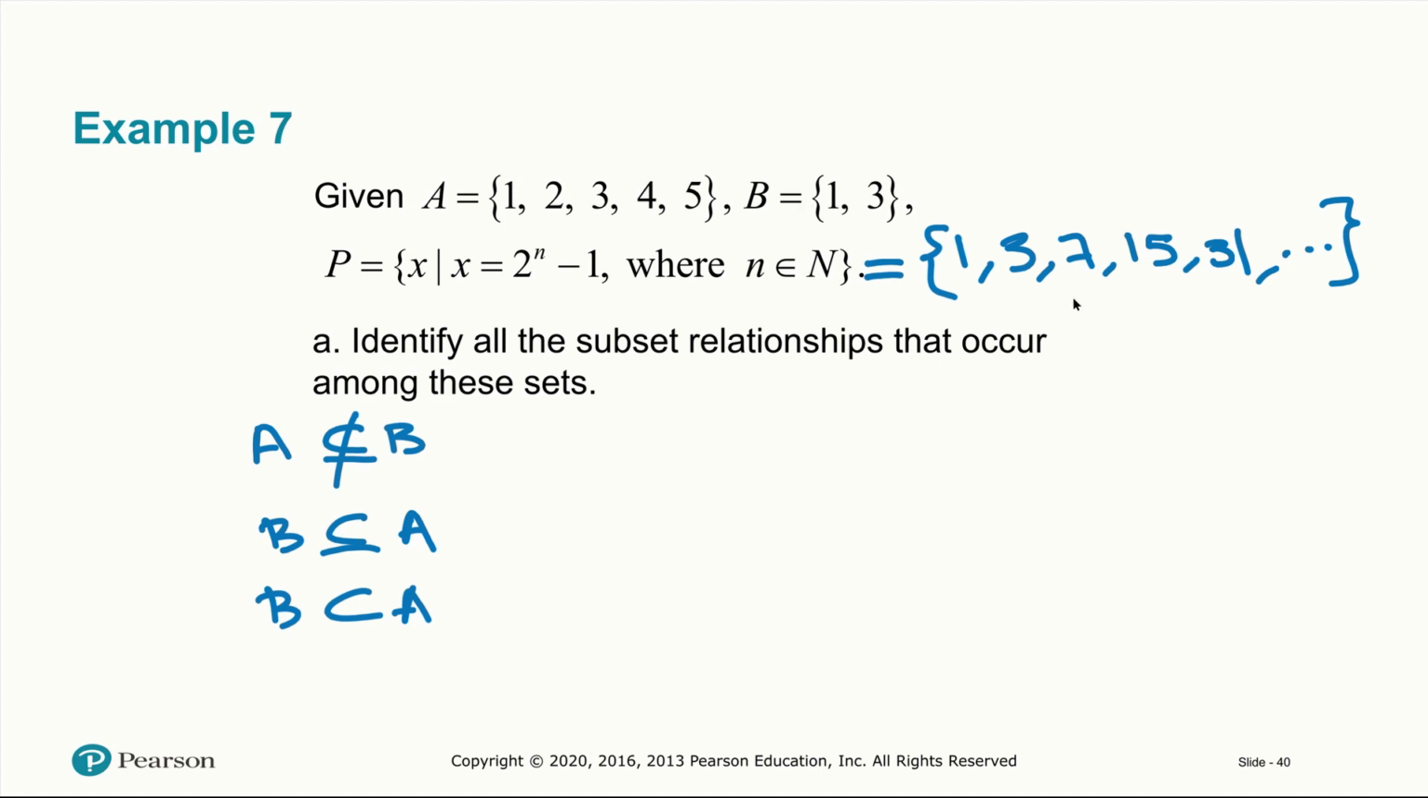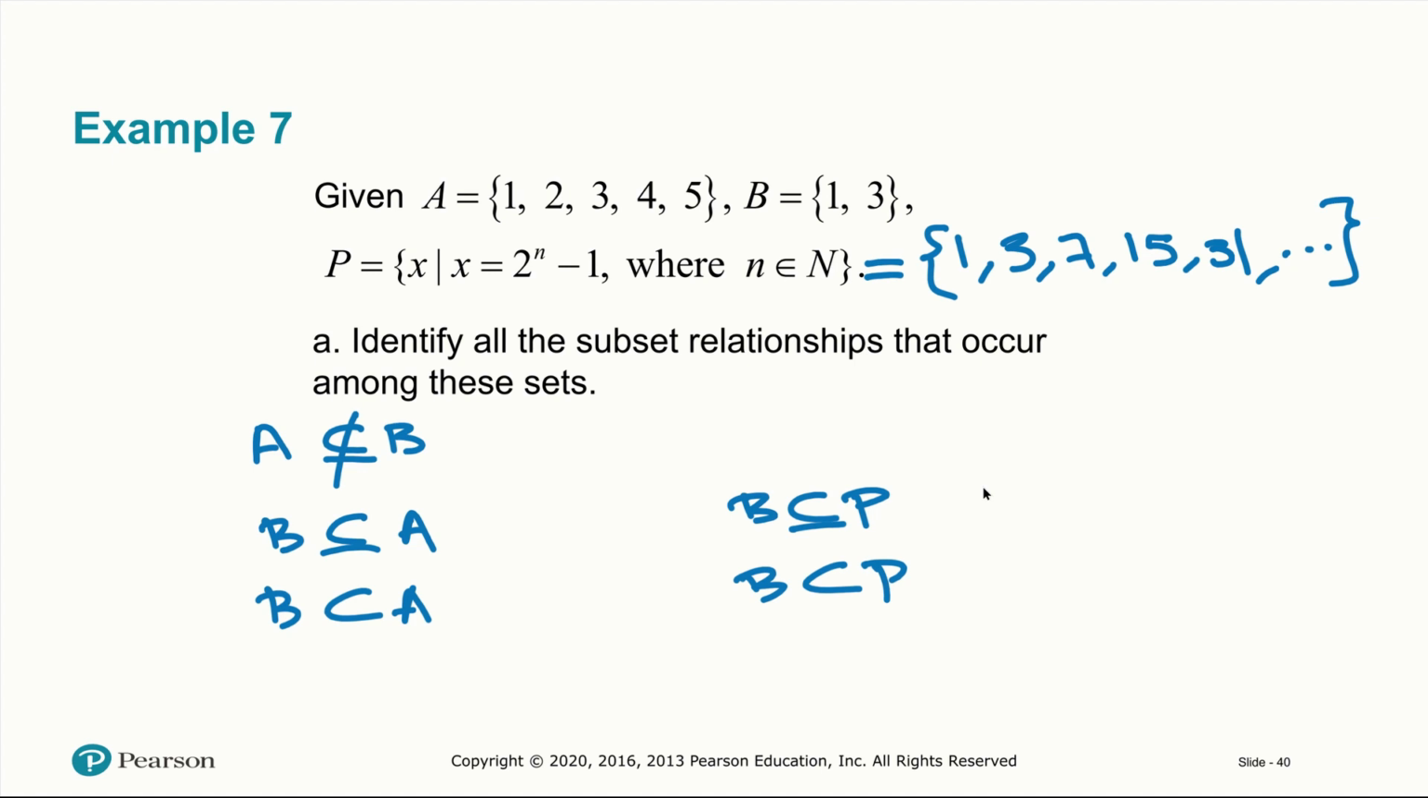How about B and P? Is B a subset of P? Yes, it is, right? Because you have 1 and 3, and both of them are in P as well. So B is a subset of P. Is B a proper subset of P? Yes, it's that as well. Okay?